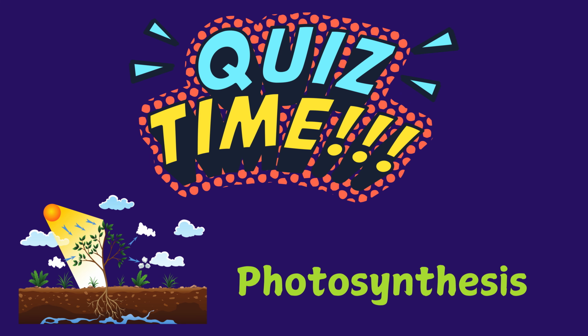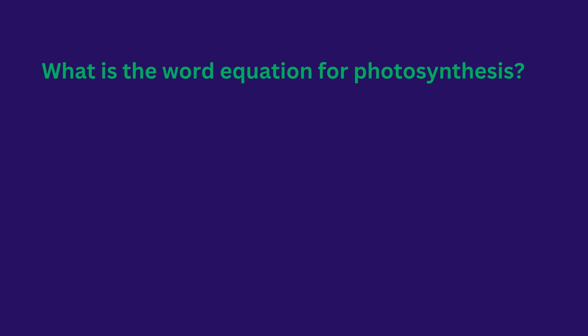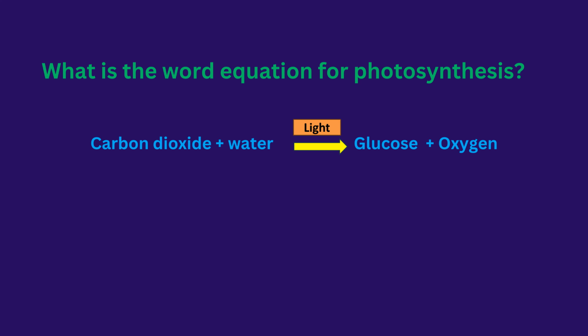Okay, remember bioenergetics, which is topic 4 in paper 1 of your biology specification, covers photosynthesis and respiration. So let us begin with photosynthesis. First question, what is the word equation for photosynthesis? Carbon dioxide plus water in the presence of light to produce glucose and oxygen.